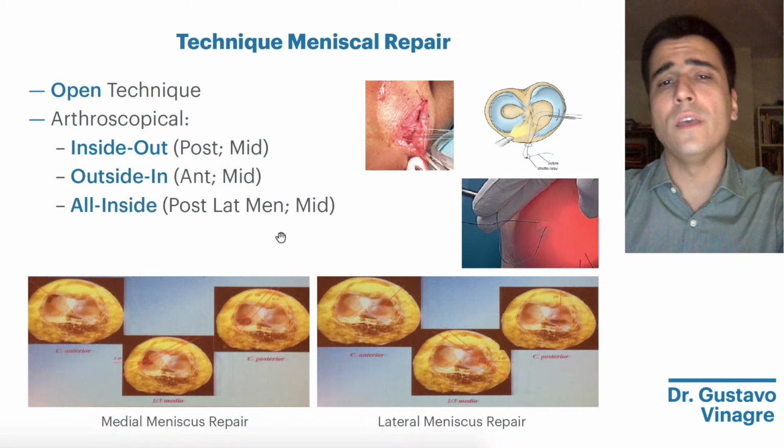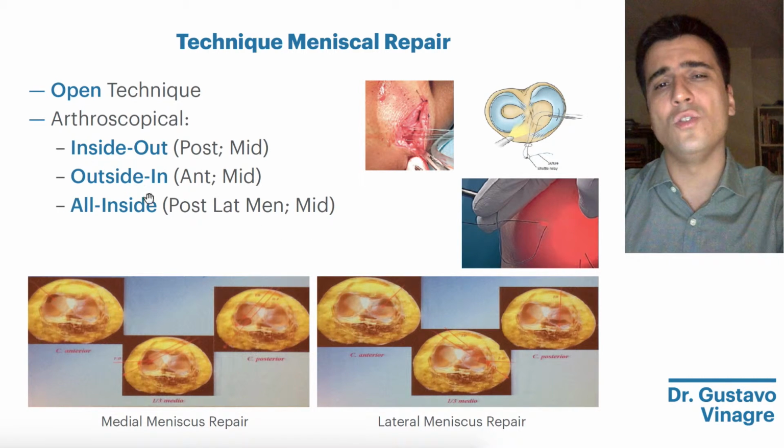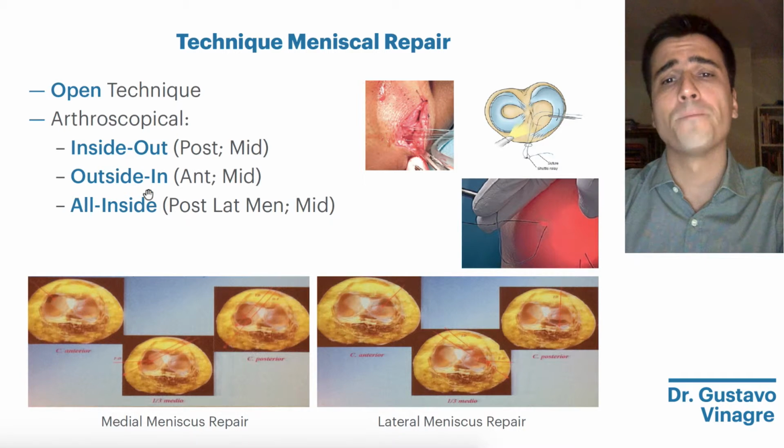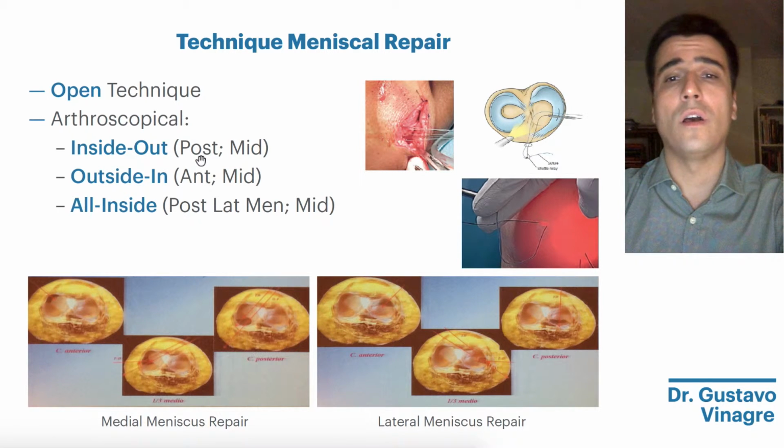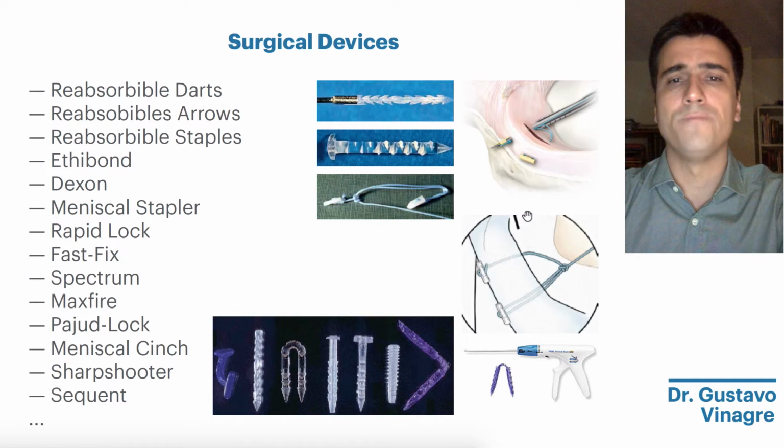So if you want to suture the anterior horn of the meniscus, you should do an outside-in technique, because it's the only one you can do. If you want to do an inside-out technique, you should do it on the posterior horn or in the mid horn, but you shouldn't do it on the posterior horn of the lateral meniscus. And you can do an all-inside technique either on the mid horn or the posterior horn.